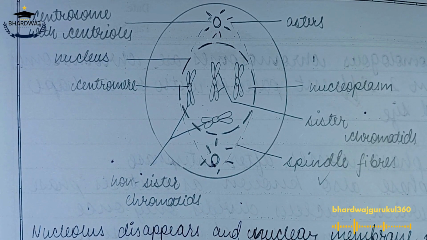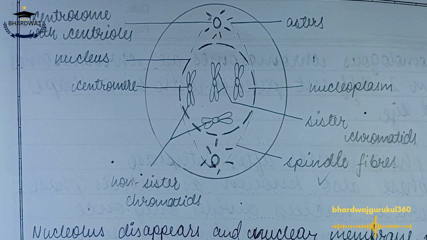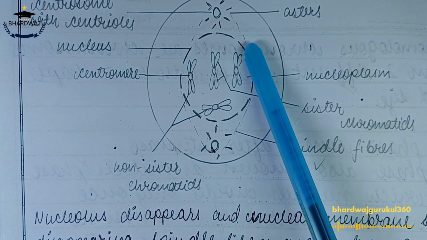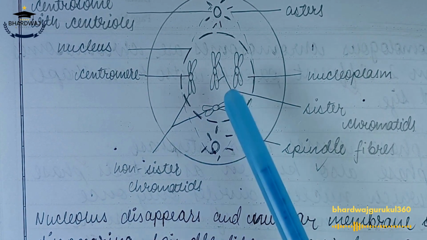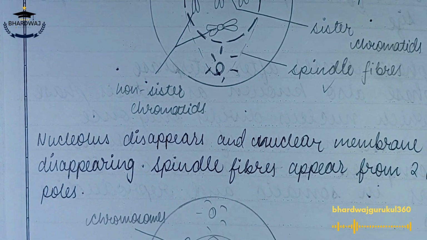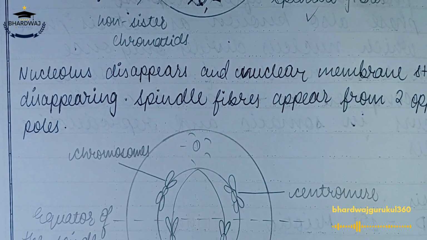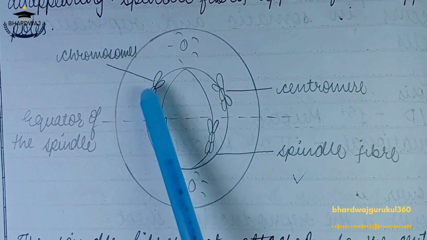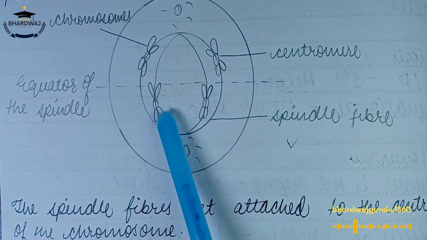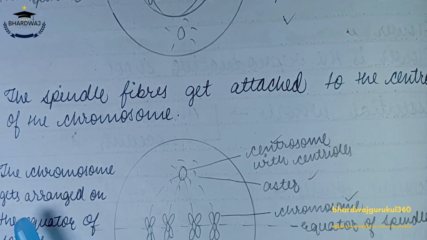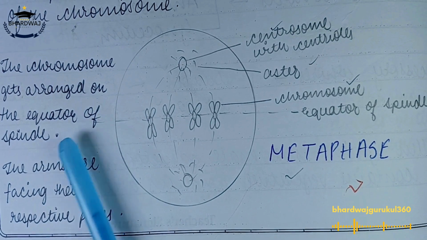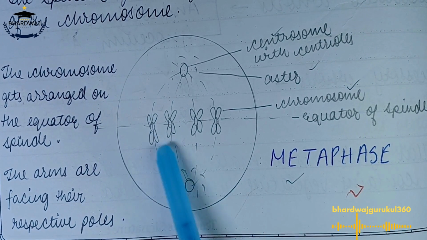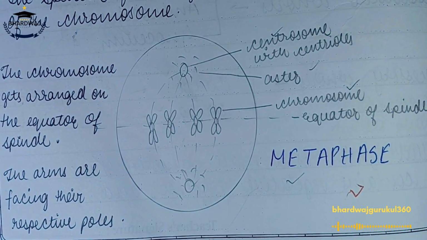Nucleolus disappears and nuclear membrane starts disappearing. Spindle fibers appear from the two opposite poles. You can see in the diagram the nuclear membrane is slowly disappearing and the nucleolus has already disappeared. Next, the spindle fibers get attached to the centromere of the chromosome. The spindle fibers have arisen and the centromere of the chromatids get arranged over there. The chromosome gets arranged on the equator of the spindle. The arms are facing their respective poles. So the arms of the chromatids are facing the respective asters.